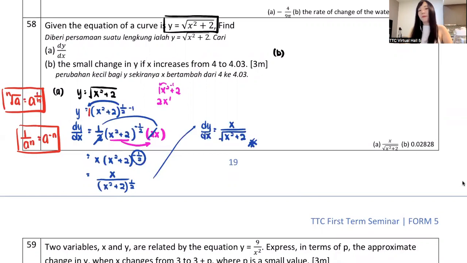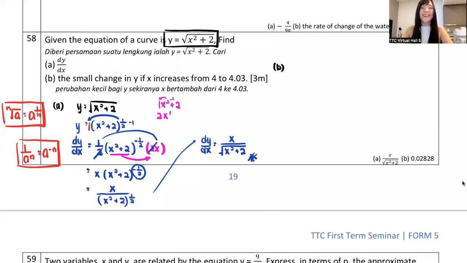Now part B, finally it is small change. They say, find the small change in y if x increases from 4 to 4.03. So this time, the keyword is small change. Guys, don't tell me rate of change is the same, okay? Rate of change is a continuous changing one, like you get smaller and smaller, decreasing at a speed. Rate of change is talking about speed. But small change is just talking about one number changing to another number.